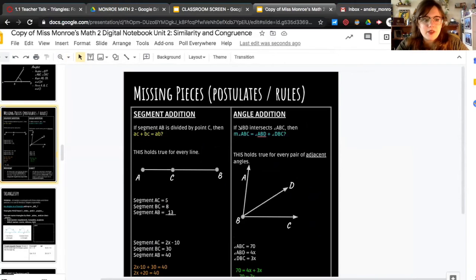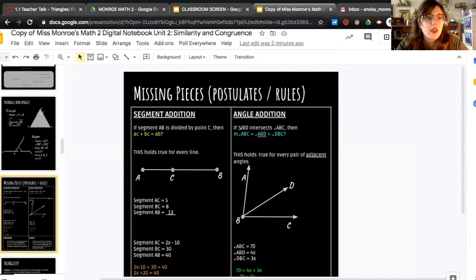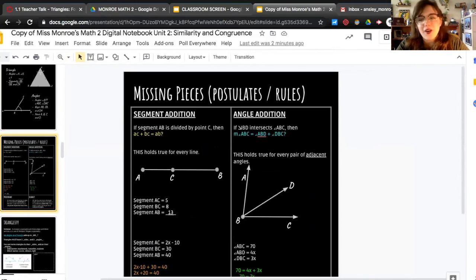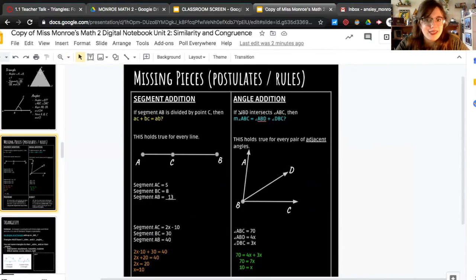But Miss Monroe, you said we were talking about triangles today. Yes, we are. There are segments and angles in triangles, so we had to go over that first.